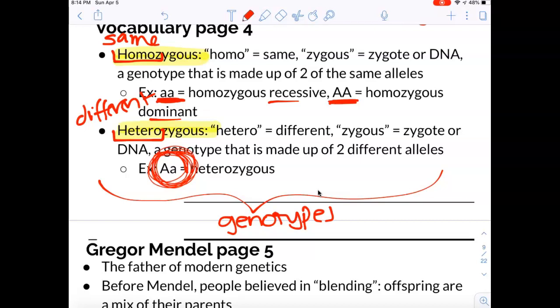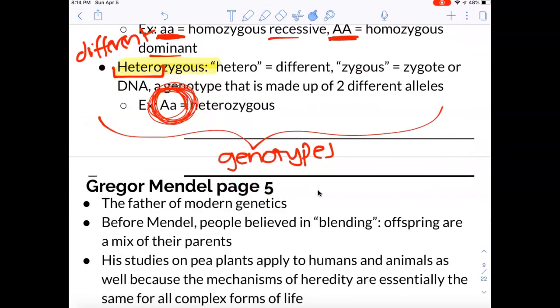Okay? And again, these are words that describe a genotype. If I told you verbally I have a homozygous dominant genotype, you could give me big A as the actual genotype. So make sure you guys can picture that in your brain.